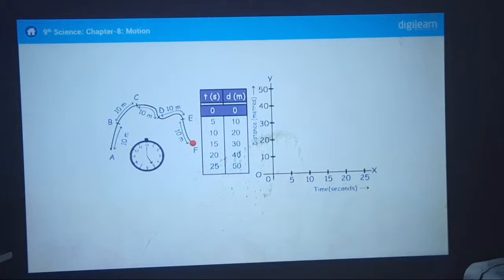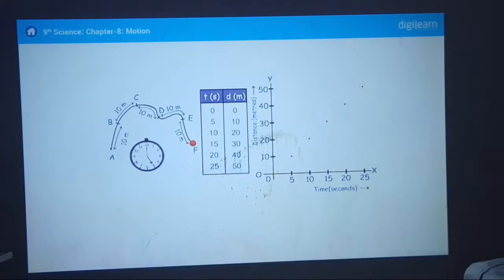Consider the first observation in the table. Time is 0 and distance traveled is also 0. Mark the point at the origin 0, 0. For the second observation, time is 5 seconds and distance traveled is 10 meters. Mark the point 5, 10. Go on marking points for every observation.